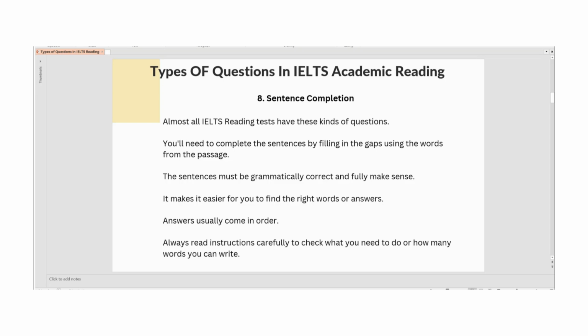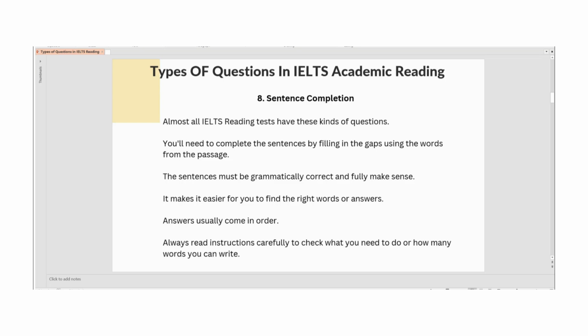Okay, so it also makes it easier for you to find the right word or answer, because you have to make the sentence grammatically correct, there should be no grammatical mistake, there should be no spelling mistake. So it becomes easier for the test takers to find the answers. Okay, answers usually come in order. The sentences are usually in order, so those answers also come in order.